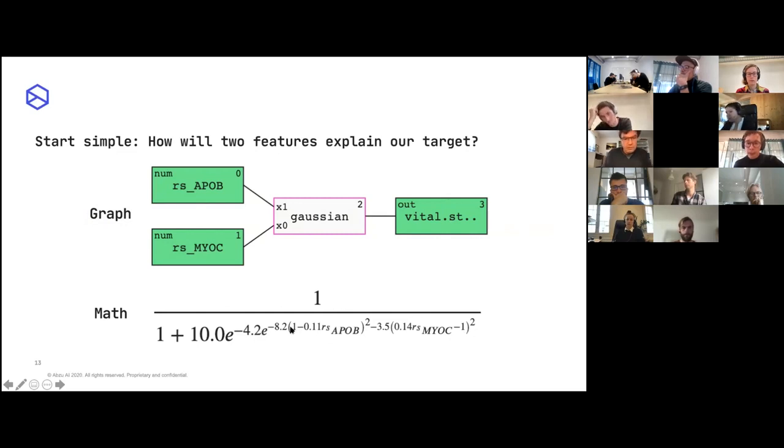What you also see is the 2-legged Gaussian in action here, where you recognize the gene expression of ApoB together with its parameters. That is what we've, through stochastic gradient descent, found to be the right parameters. And the same setup over here with the RS-MYOC gene expression.